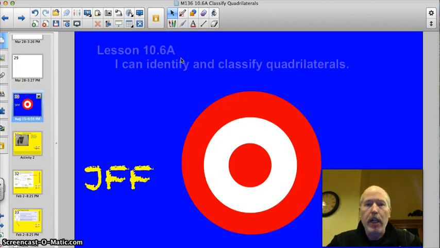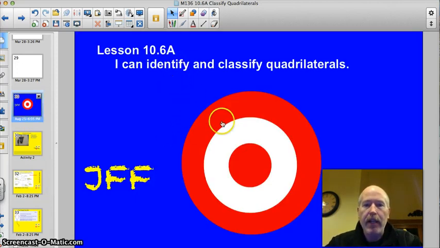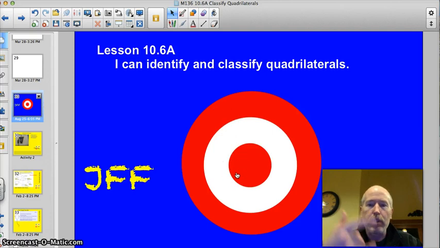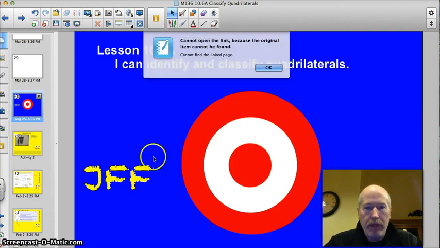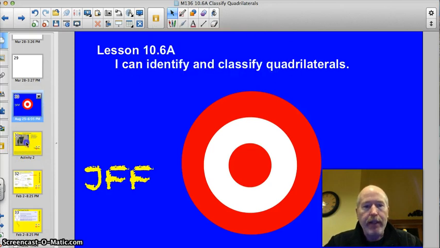All right, here we go. The official target tonight is 10.6a. I can identify and classify quadrilaterals. Let's do this thing. It can't find the link, so I'm going to have to go up this way. Sorry about that, folks. I can see it, though.